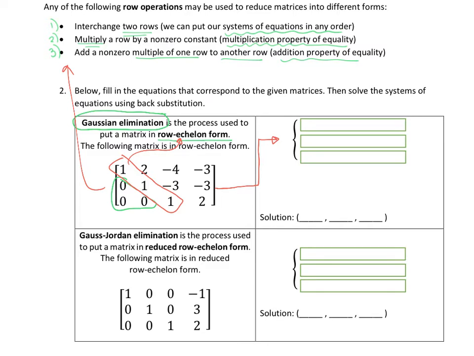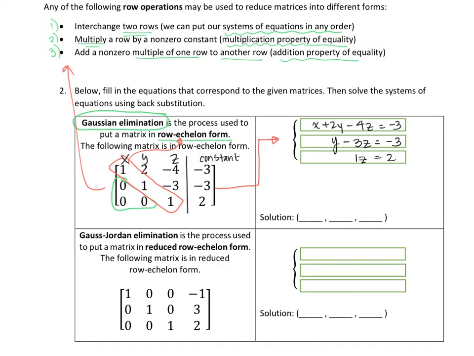Well, the first equation will be x plus 2y minus 4z equals -3. Again, this is my x, y, z, and then my constant column, which I should have had a line right there. My second equation has 0x, so we're going to scoot over to the y, so we'll have y minus 3z equals -3. My last equation has 0x, 0y, so it's just going to be 1z equals 2.